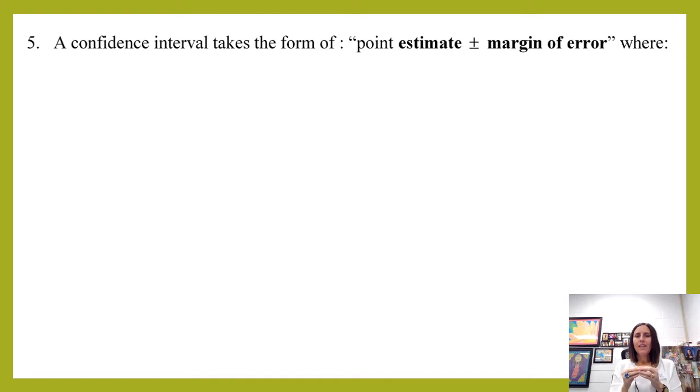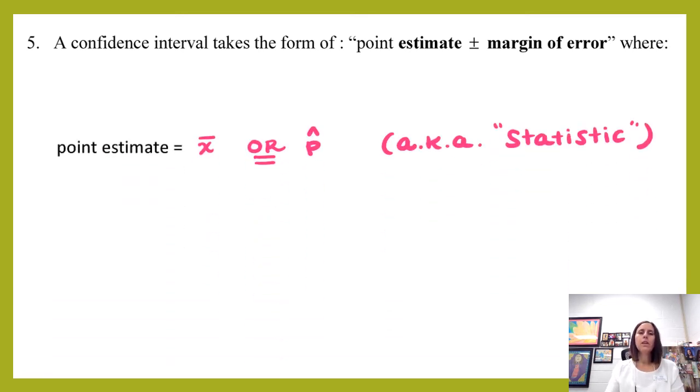So the actual interval itself requires two numbers. You need your point estimate, which is right in the middle, and then you're going to add and subtract off your error from that point estimate. So when your error is added on to the point estimate and subtracted off, you have two numbers that look like an ordered pair. It's not an ordered pair, it's a range of values. And this is where the numbers come from.